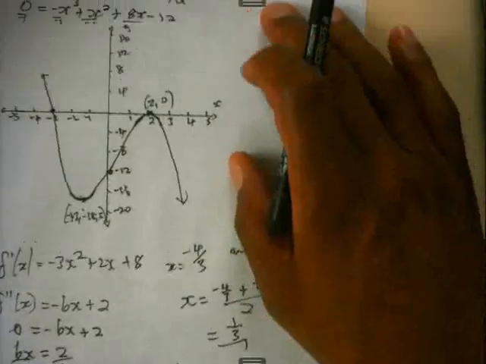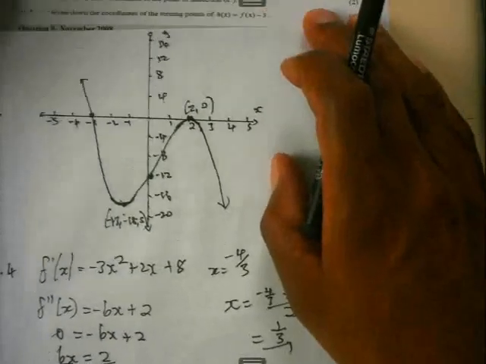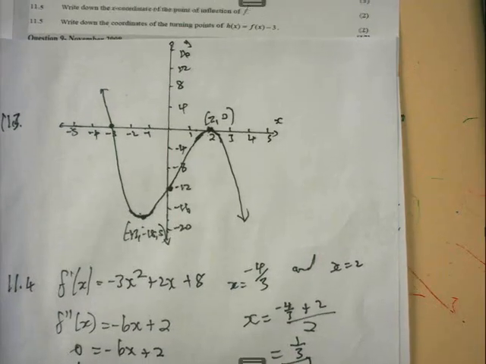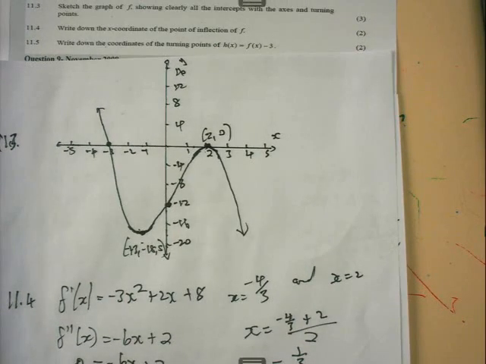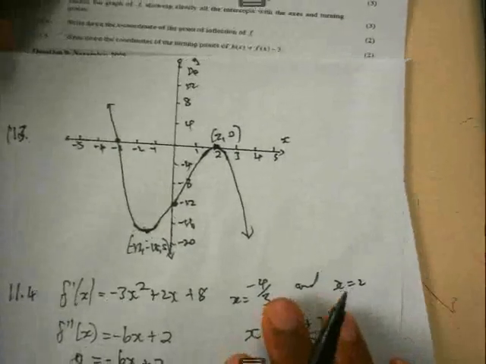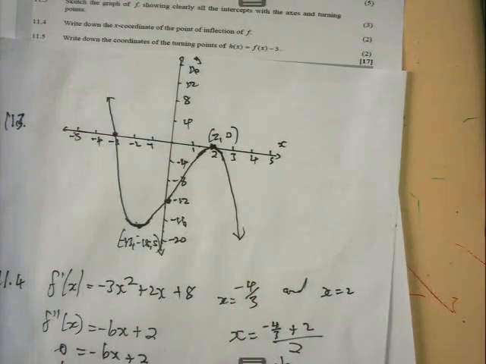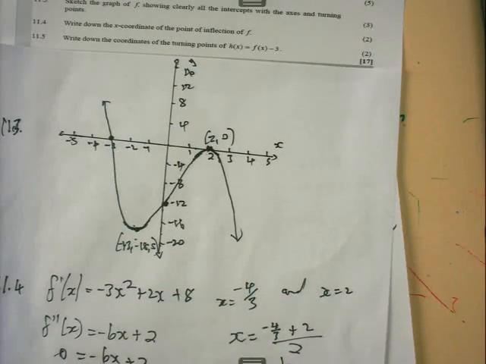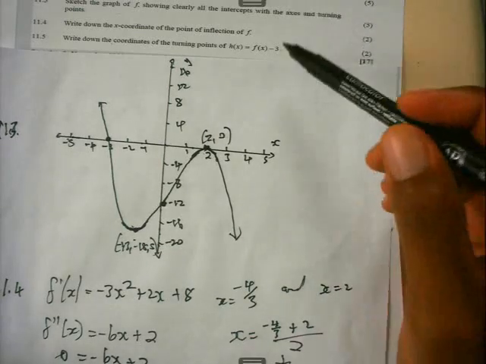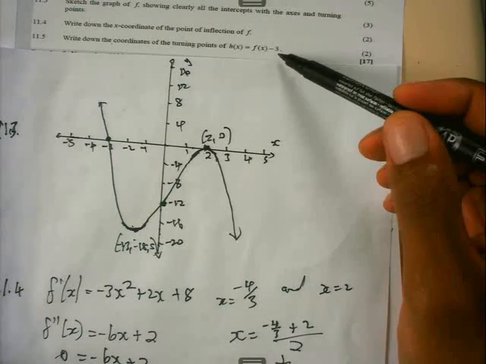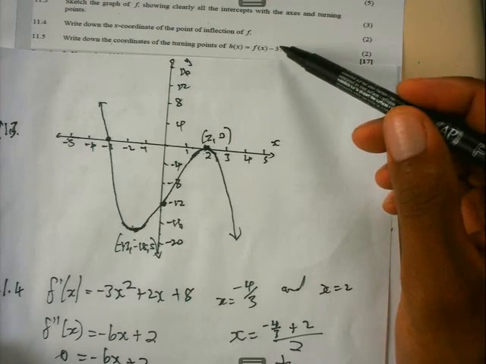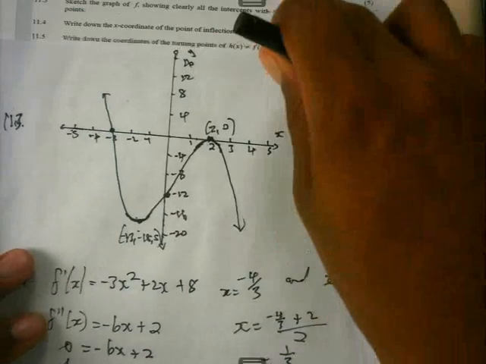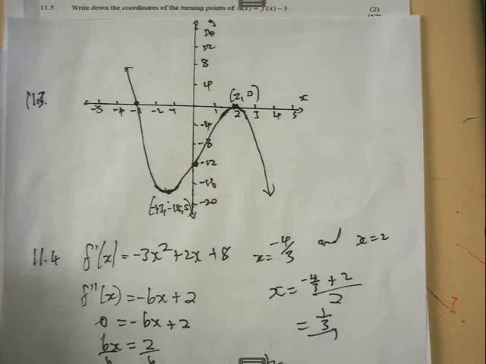Right, boys and girls, the last question here says write down the coordinates of the turning points of h, where h of x is equal to f of x minus 3. Now h is our new function, where h of x is equal to f of x minus 3. Of course, you'll agree with me that this is a translation, a vertical movement. It means our graph will shift 3 units downwards. And the only thing that will be affected there will be the y coordinate of the turning point.